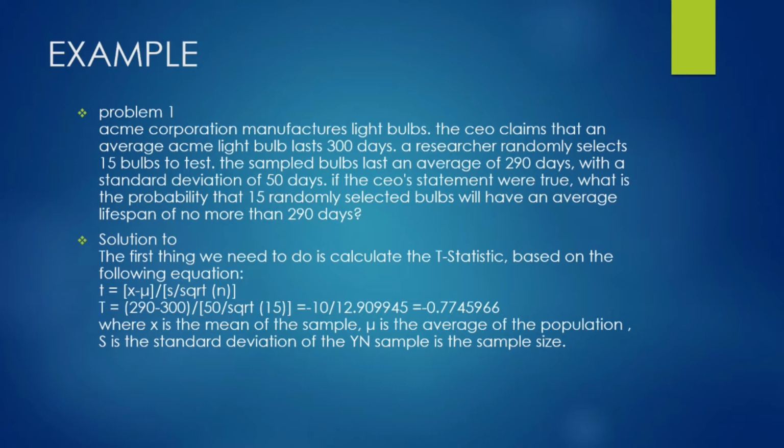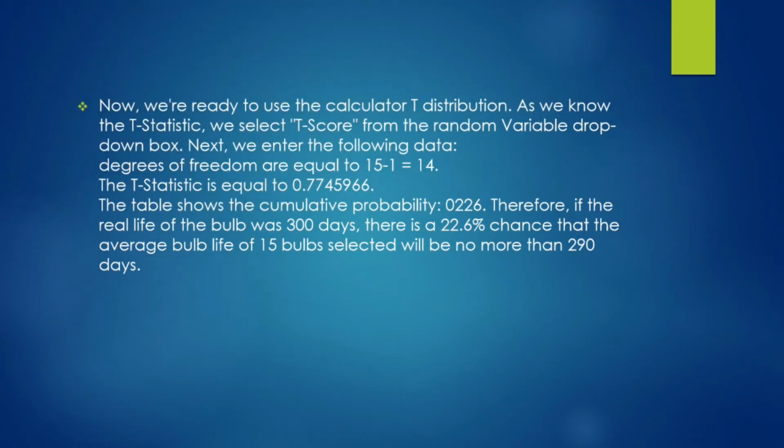To solve this problem, the first thing we need to do is calculate the t statistic based on the following equation, where x is the mean of the sample, mu is the average of the population, and s is the standard deviation of the sample, and n is the sample size. Now we are ready to use the t distribution calculator. As we know the t statistic, we select t-score from the random variable drop-down box. Next, we enter the following data.